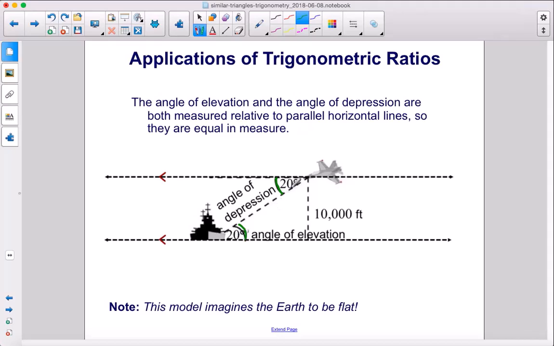They're both 20 degrees because if these lines are parallel here, then this is the transversal that cuts through them, and so these are alternate interior angles. Note, this model imagines that the Earth is flat.